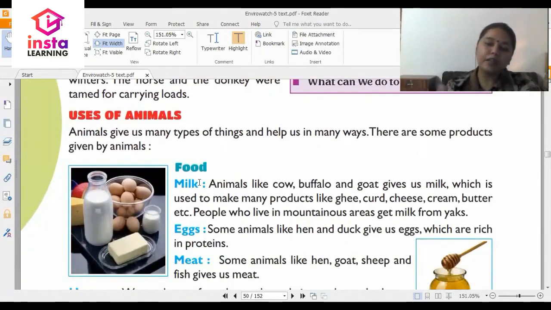Now, in detail, we discuss the uses of animals. The first use of animals is food. Milk is a very important item in our diet. Animals like cow, buffalo, and goat give us milk, which is used to make many other products like ghee, curd, cheese, cream, butter, etc. People who live in the mountainous areas get milk from yaks.